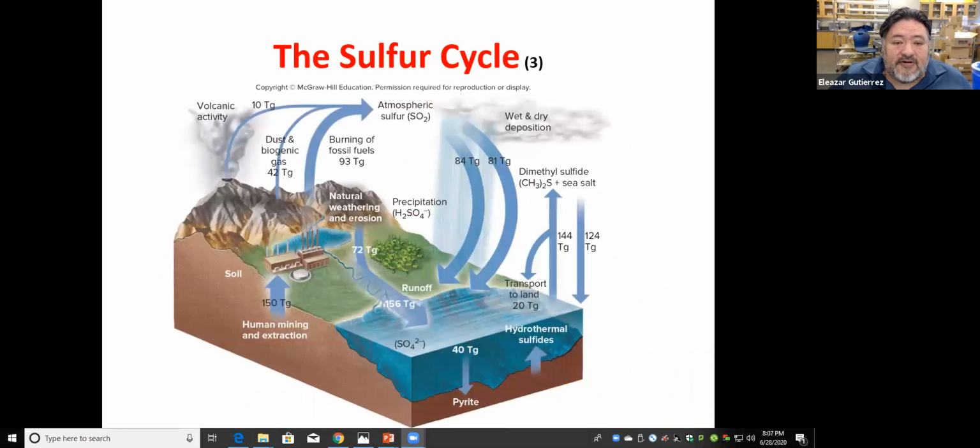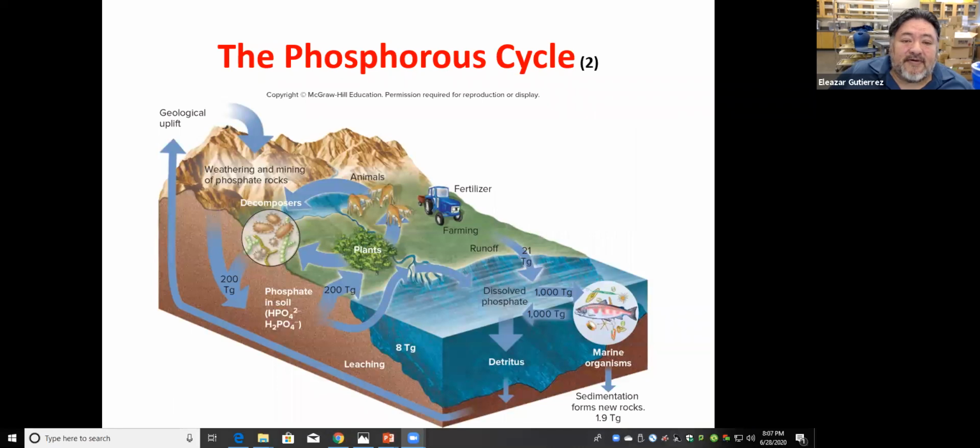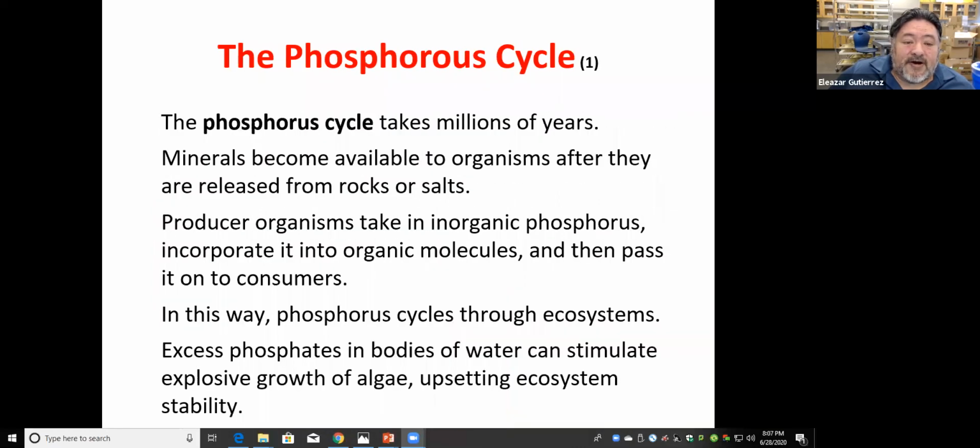Okay, I think this is the last. Oh, okay, we're almost done. So we have phosphorus and sulfur. Now, phosphorus, if you forgot where that's coming, we need that for DNA, and we need that for energy molecules such as GTP and ATP. So phosphorus is a very important element, okay?